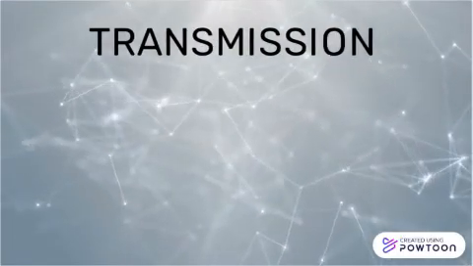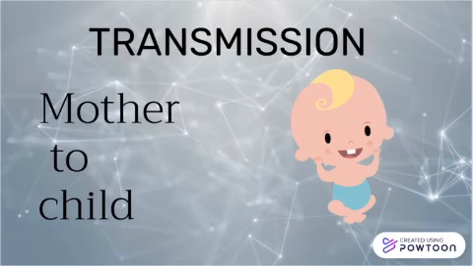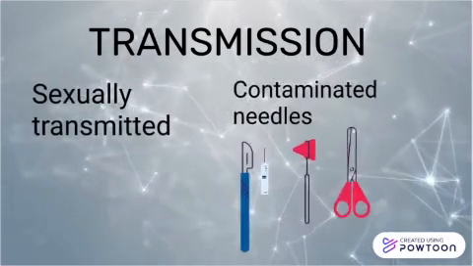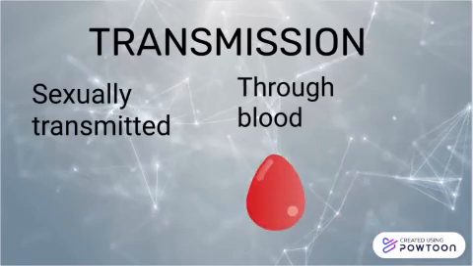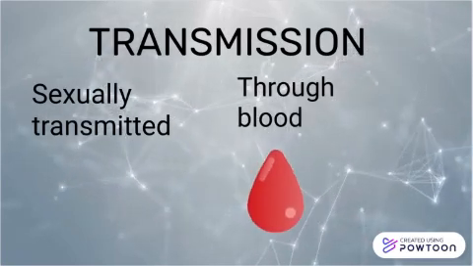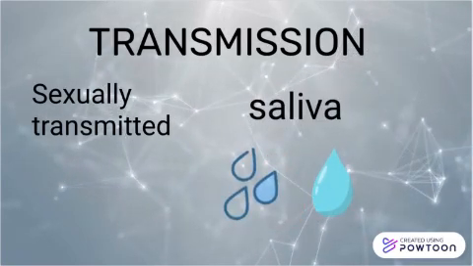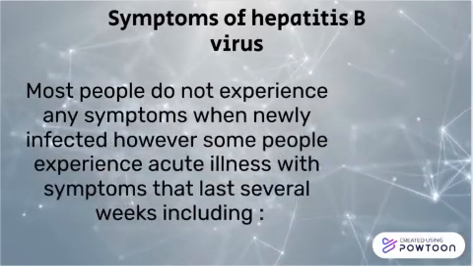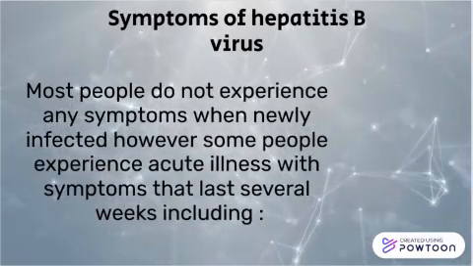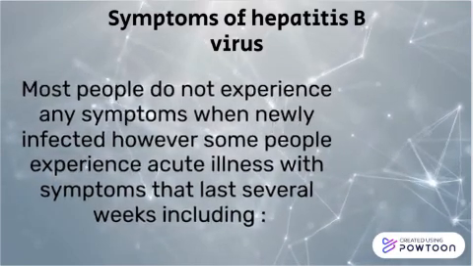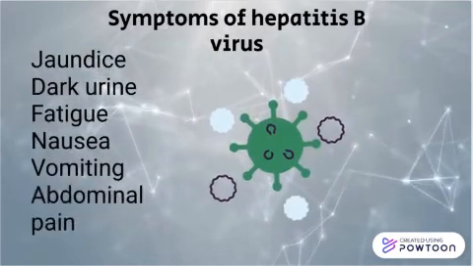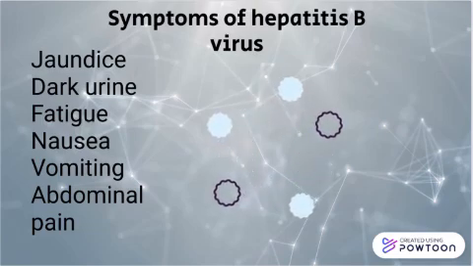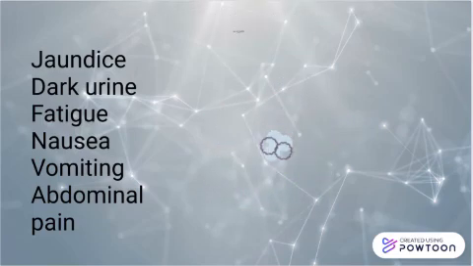In terms of transmission, hepatitis B is primarily spread from mother to child at birth, sexually transmitted, or through misuse of contaminated needles. It can also be transmitted by the exchange of infected body fluids such as blood or saliva. Most people do not experience any symptoms when newly infected. However, some people experience acute illness with symptoms that last several weeks, including yellowing of the skin and eyes, also known as jaundice, dark urine, extreme fatigue, nausea, vomiting, abdominal pain.